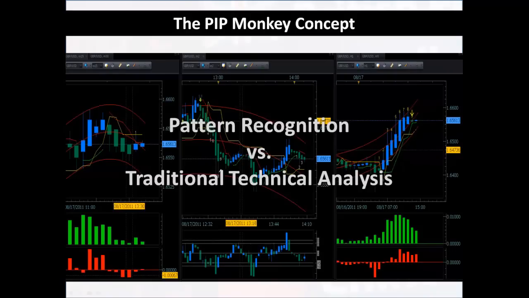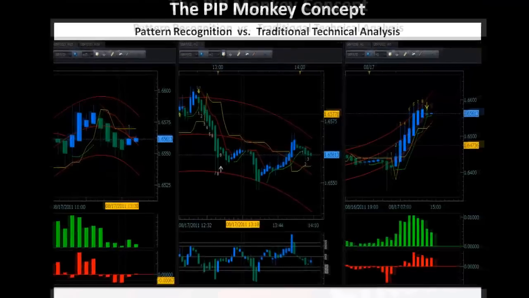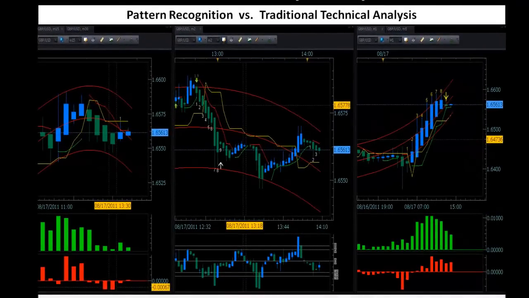The first concept, pattern recognition versus traditional technical analysis. Well, what's traditional technical analysis? Well, that's where you take historical data, you apply complex mathematical algorithms to project or predict where you think price is going to be at some time in the future. Pattern recognition is totally the opposite. What we do is we look at what price is doing right now and what the patterns that are created, what those patterns look like.